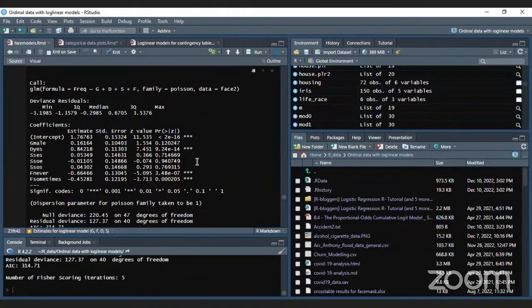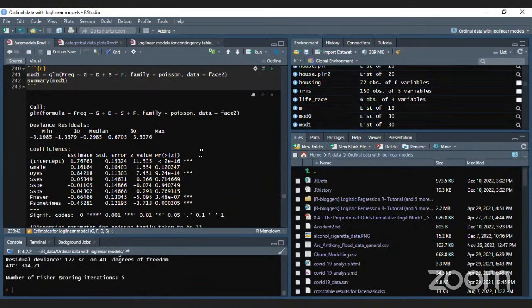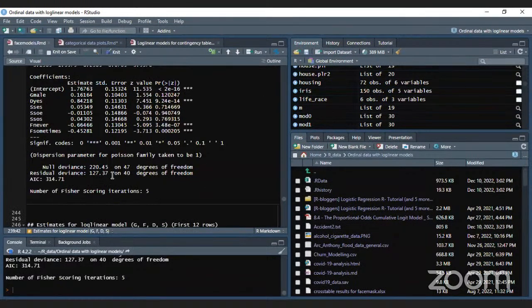Now, see the result. Look at the residual deviance. The null deviance here means that if you are talking about just the intercept. But the residual deviance, you can see, is what we are using. The degrees of freedom and residual deviance must not be too far apart. Look at it: 127.37 on 40 degrees of freedom. That's too high.